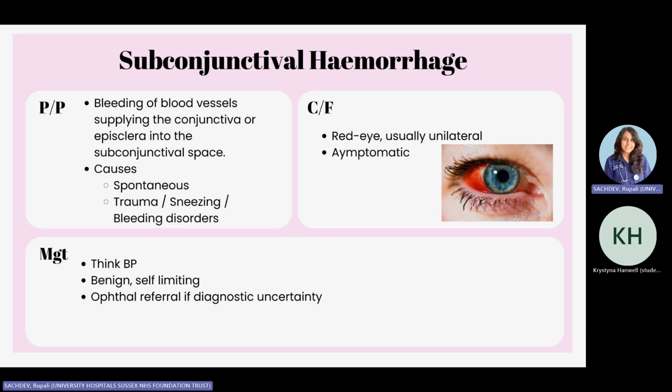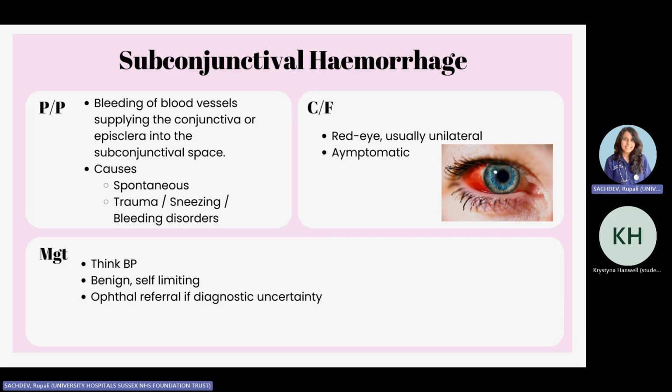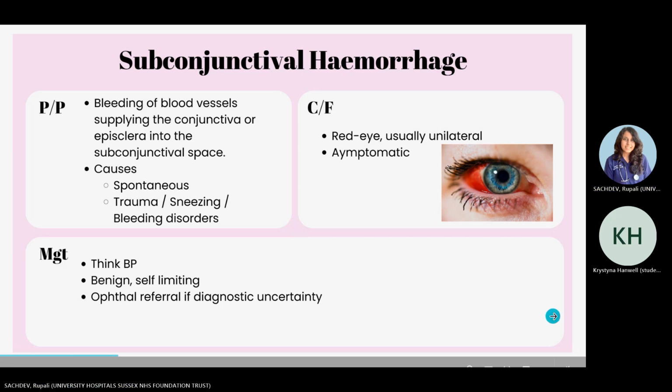In terms of management, if you see someone with a subconjunctival hemorrhage, you have to check their blood pressure because it might be that they're so hypertensive that they've blown a vessel, which has caused the bleeding. It's normally benign, it resolves on its own. If you're not sure why they've had it or if it seems suspicious, refer to ophthalmology and they can do a bit more digging as to what has caused it.